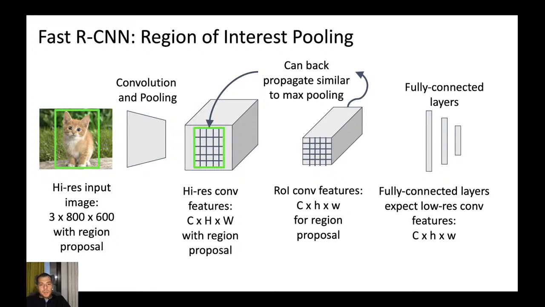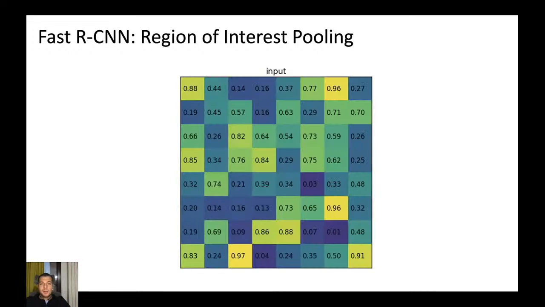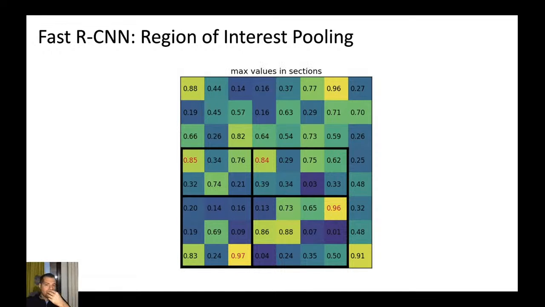And this also allows backpropagation. Since it is based on MaxPooling, the model can backpropagate just as when using a standard MaxPooling layer. So here is another example of how the region proposal works.